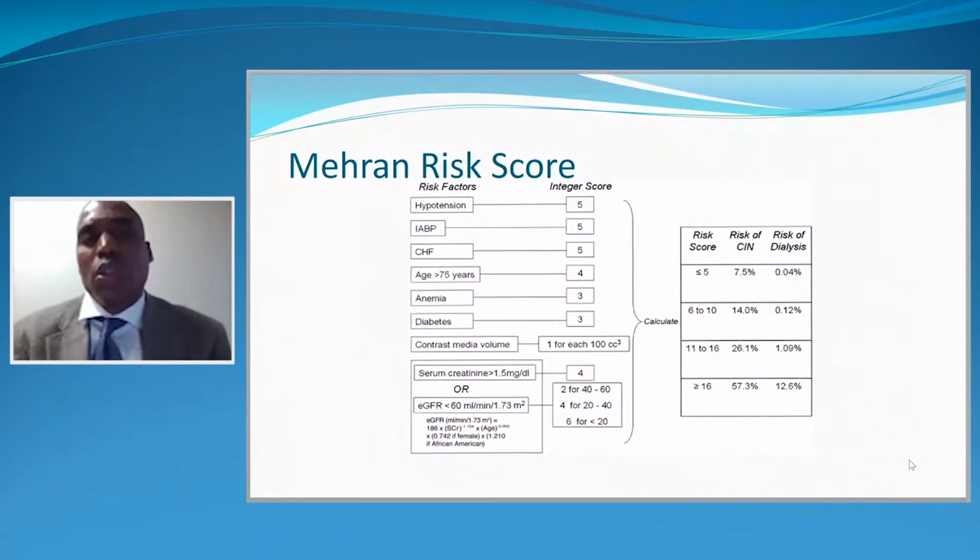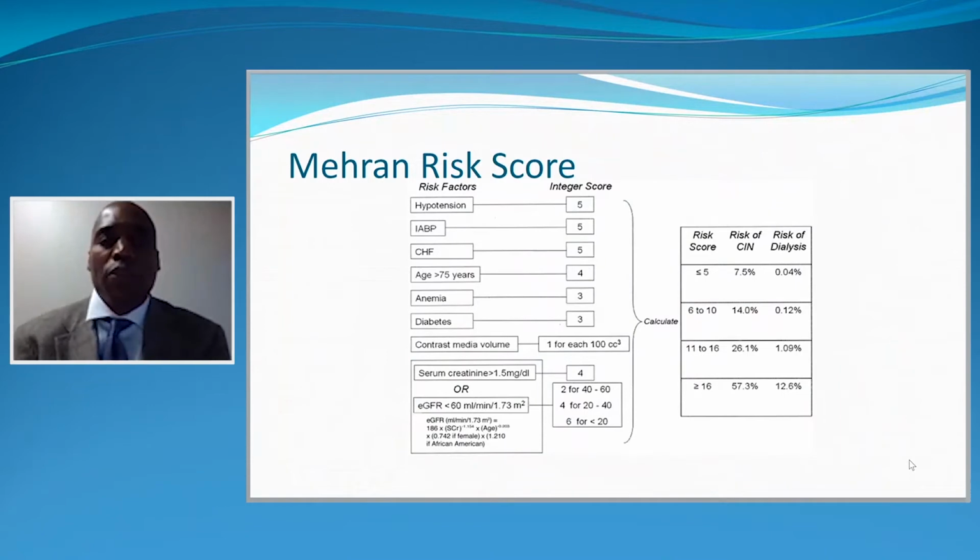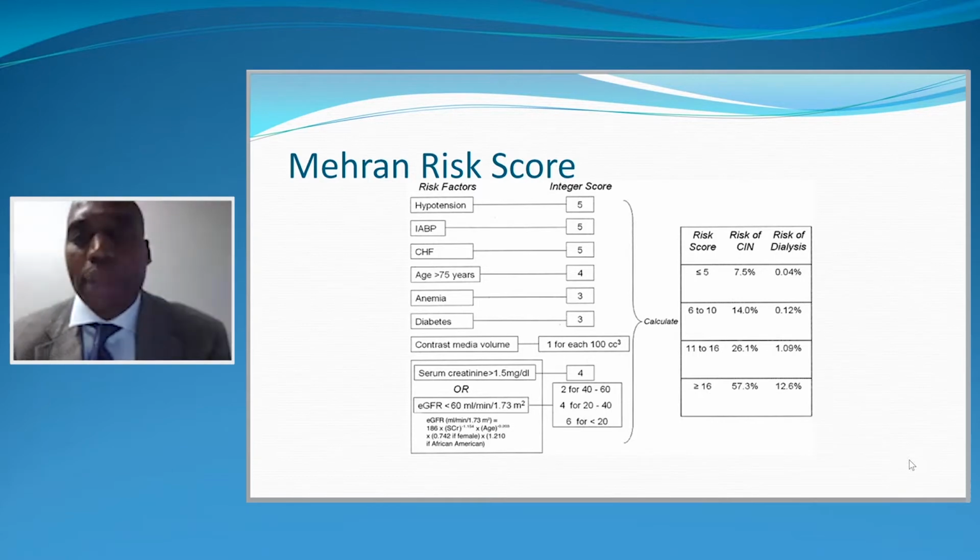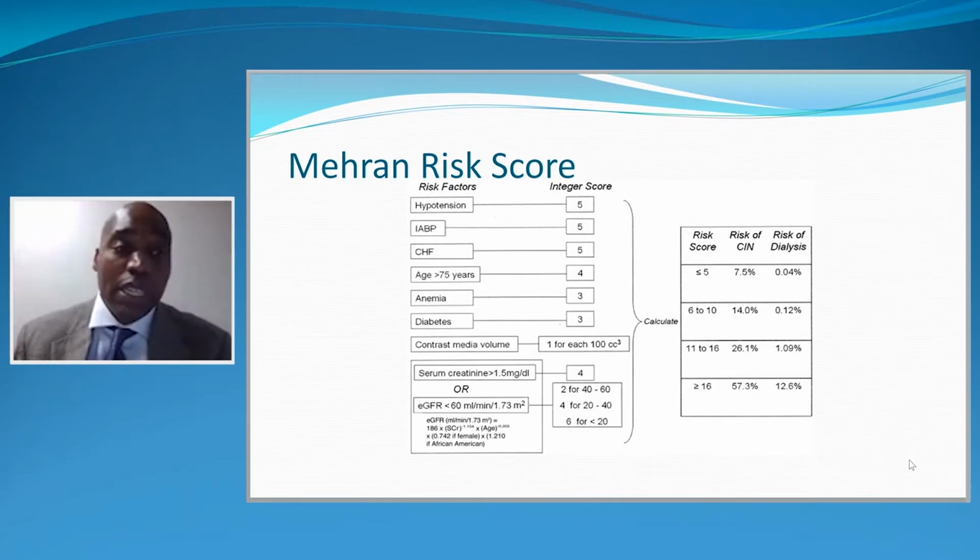Now, this slide just goes into a little bit more depth regarding the Mehran risk score. Basically, the way this score works, it looks at various risk factors. So whether or not the person has hypotension, the presence or absence of an intra-aortic balloon pump, congestive heart failure, the person's age if they're over 75, the presence or absence of anemia or diabetes, the contrast volume, and the baseline serum creatinine. Based on that particular score, you can determine the risk of contrast-induced nephropathy and the risk of dialysis on an individual basis.